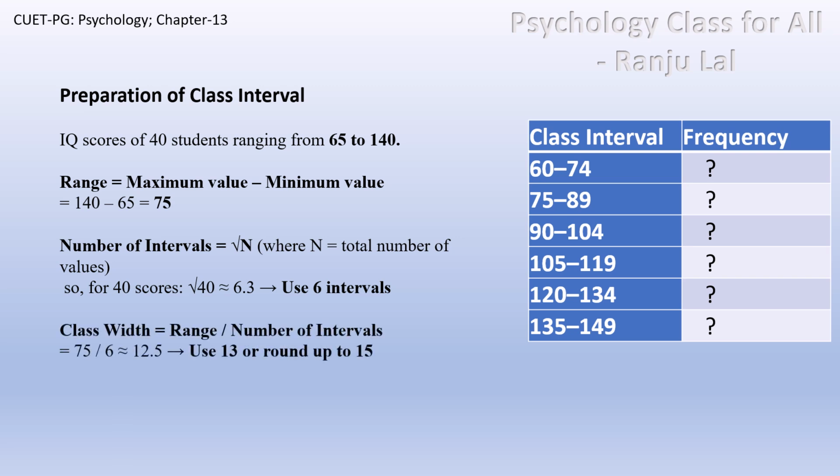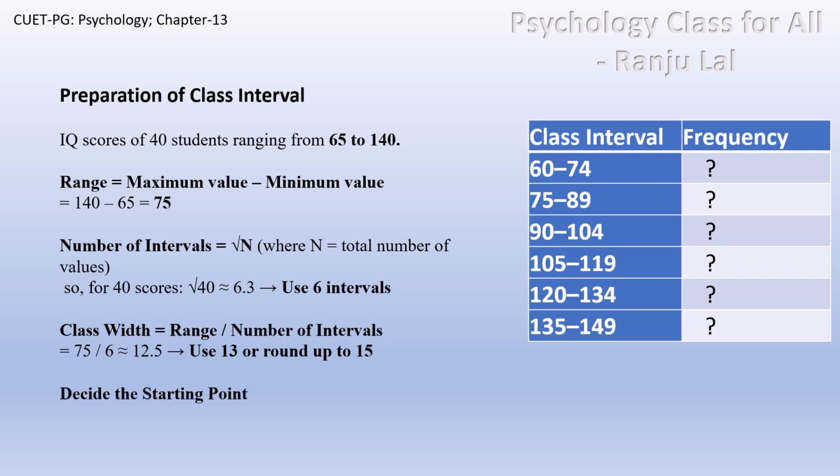The next step is to calculate class width. Class width means the size of the class interval. The formula is range divided by number of intervals. Here the range is 75 and the number of intervals is 6, so the outcome is 12.5. We'll use 13 or round up to 15.